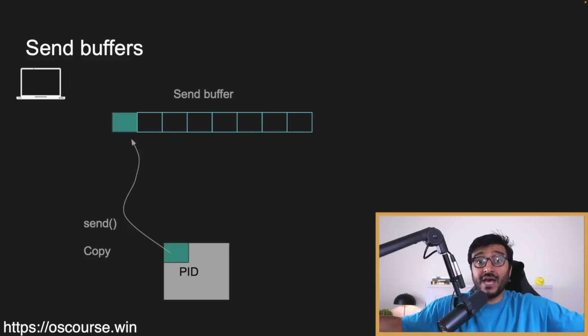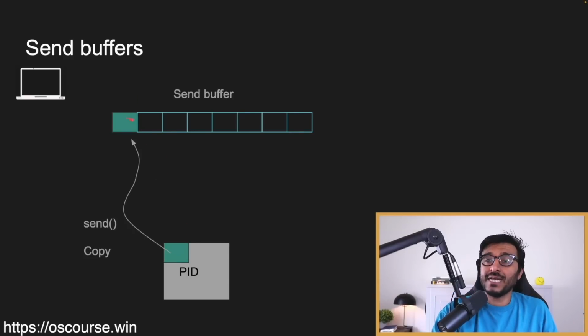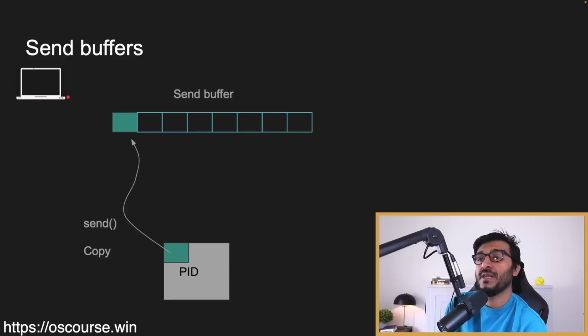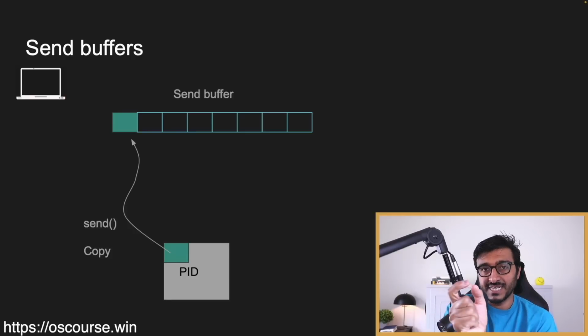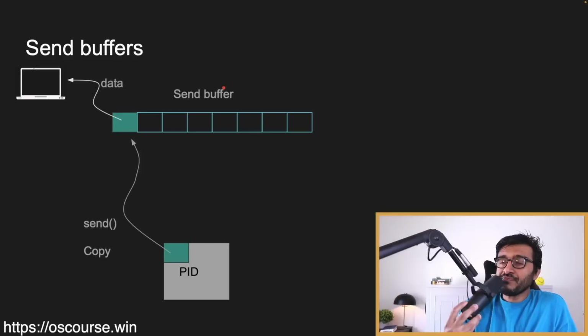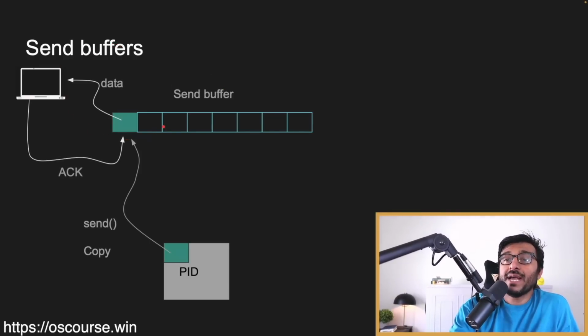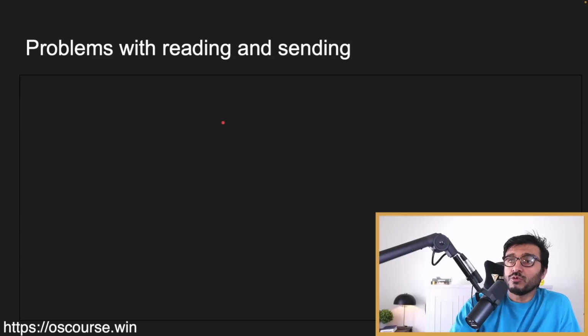No. That's a bad idea. We will wait. We will accumulate more from the user, then we're going to flush it. And this is where something called the Nagle algorithm kicks in. The Nagle algorithm actually extends that period. How long do we wait before we flush to the network? So eventually we send the data, and we get back an ACK. And that's it.